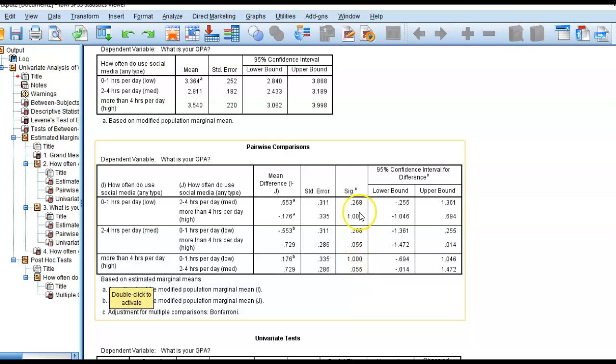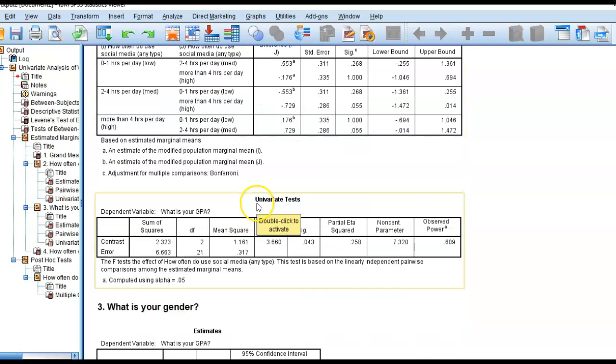Looking at the significance levels, there really wasn't, although 2 to 4 and more than 4 was almost significant. So that's where we saw that male in the over 4 who had a 3.9 GPA. I think that's what's driving this, but it's not significant. So that's kind of interesting.